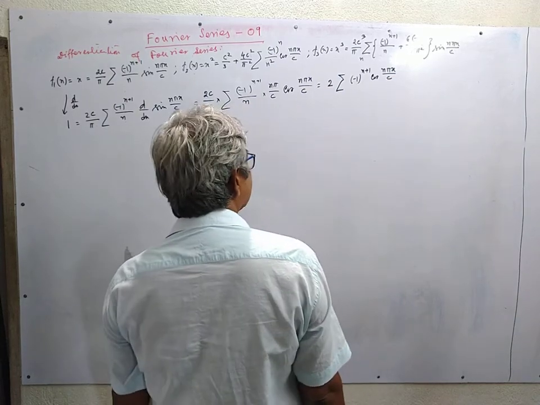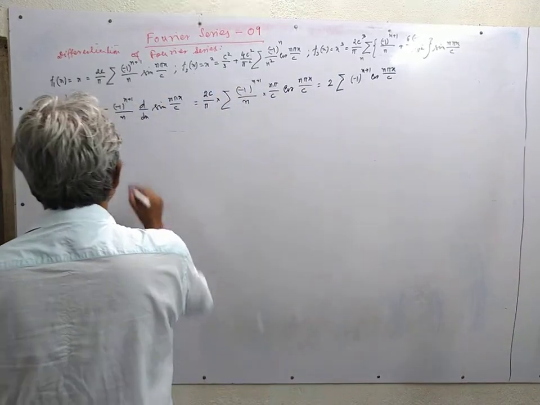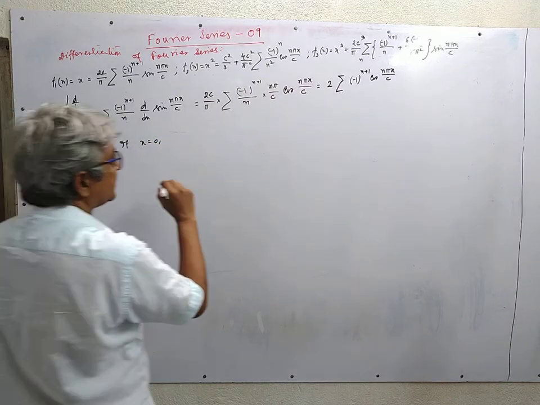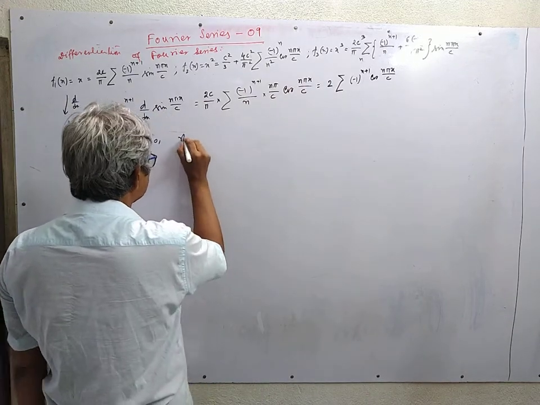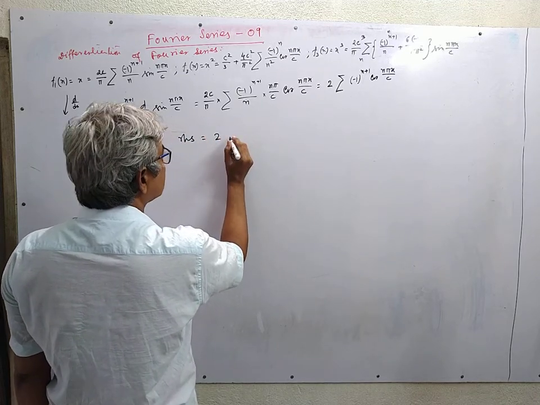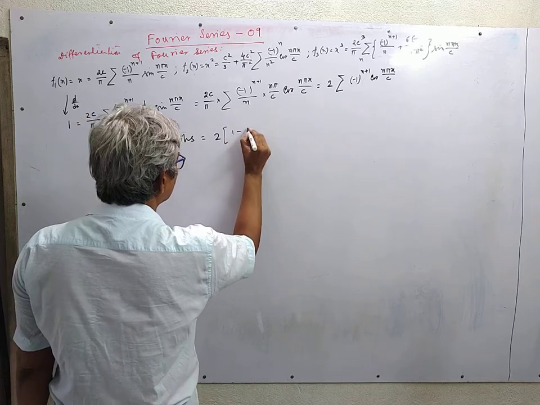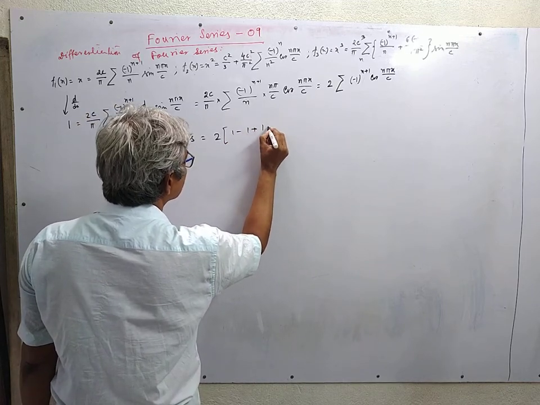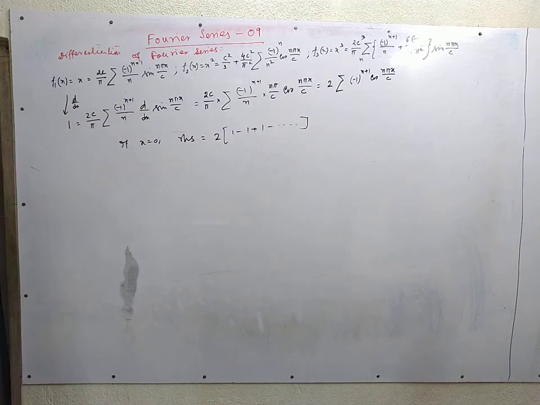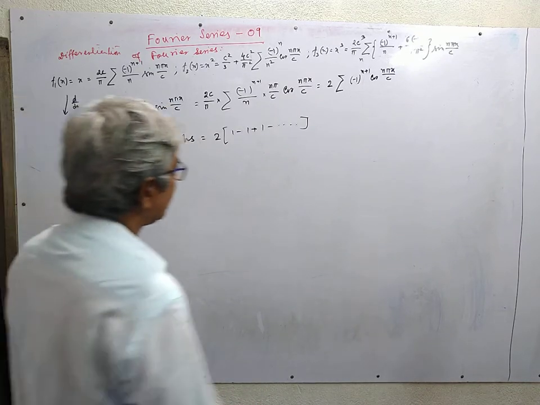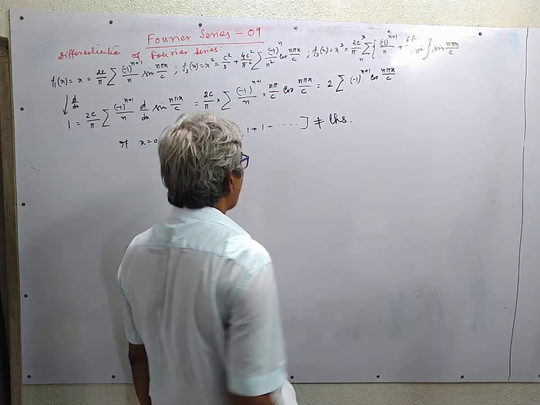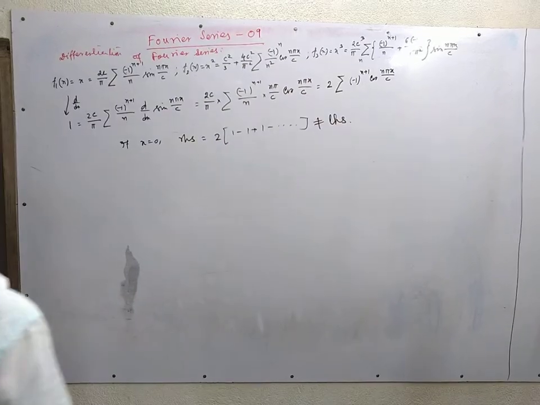if we put x is equal to 0. Then the right hand side is, which is not equal to the left hand side. This is not equal to the left hand side, as we have argued earlier.